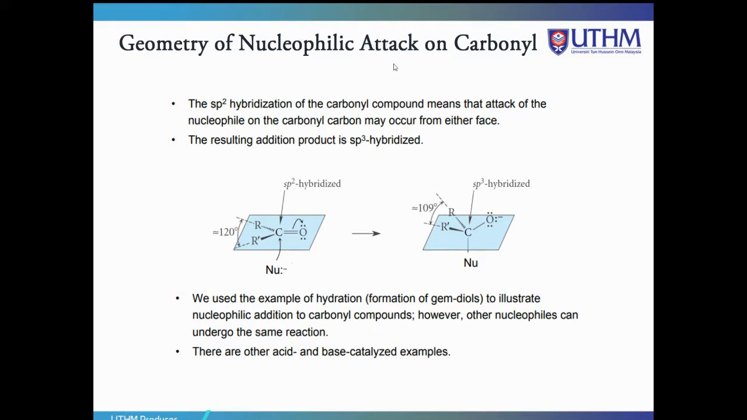Geometry of nucleophilic attack on carbonyl. The sp2 hybridization of the carbonyl compound means that attack of the nucleophile on the carbonyl carbon may occur from either face. The resulting addition product is sp3 hybridized. We use the example of hydration, formation of gem diols, to illustrate nucleophilic addition to carbonyl compounds. However, other nucleophiles can undergo the same reaction. There are other acid-base catalyzed examples.